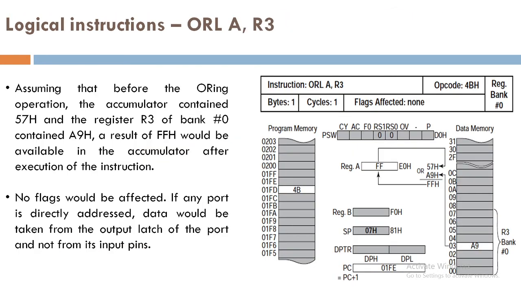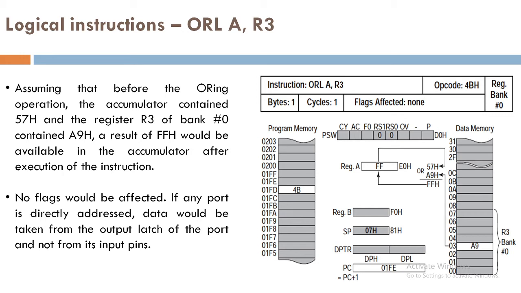So in this case, we have, say, ORL A comma R3. Now its operational code is 4B. Assuming that initially the accumulator content is 57, and the register bank, which is considered by default as bank 0, the register considered here is R3, and again it is containing the value A9. So as a result, FF would be available in the accumulator after the execution of this particular instruction.